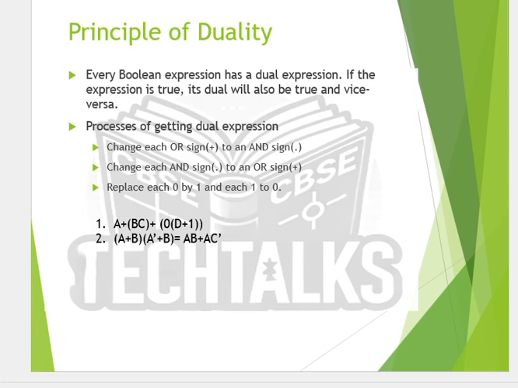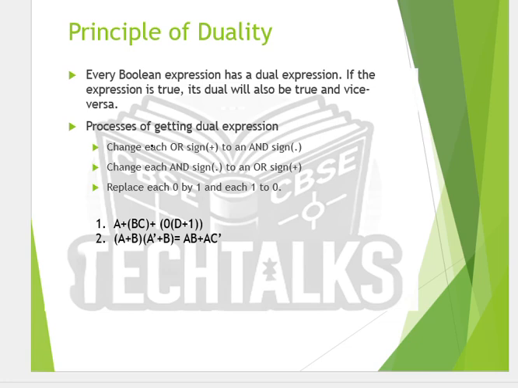Every Boolean expression has a dual expression. If the expression is true, its dual will also be true, and vice versa. It means if the expression is true, the dual will also be true, and if the expression is false, the dual will also be false. Now what is the process to convert the expression into a dual expression?